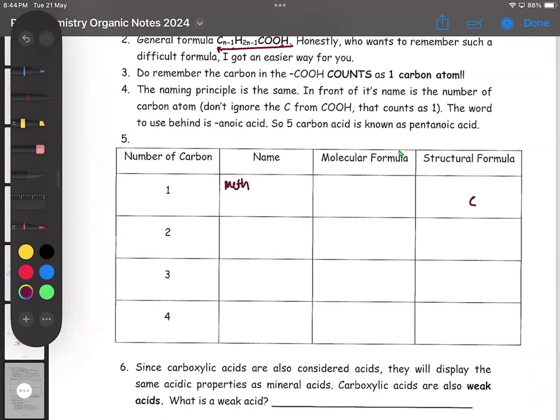So in order to do it right, the naming is the same thing. Meth, eth, prop, but is for the first four. And then we attach anoic acid to it. So this becomes methanoic acid, ethanoic acid, propanoic, and butanoic.